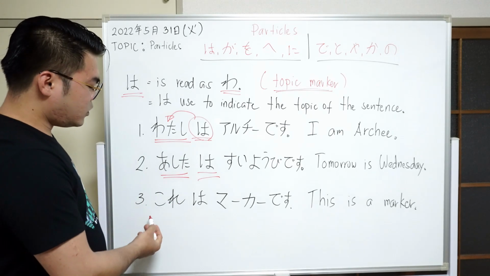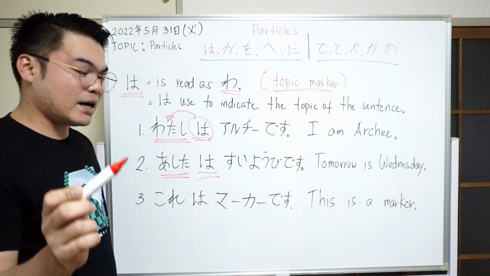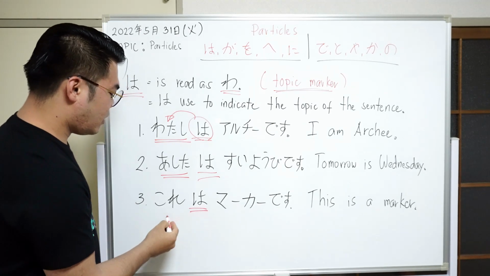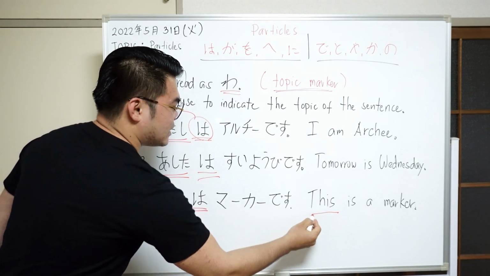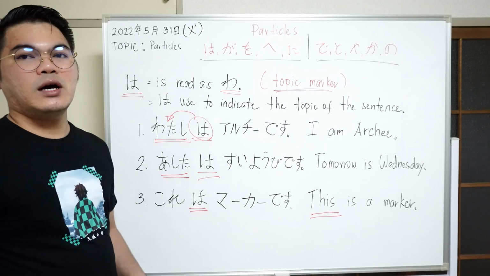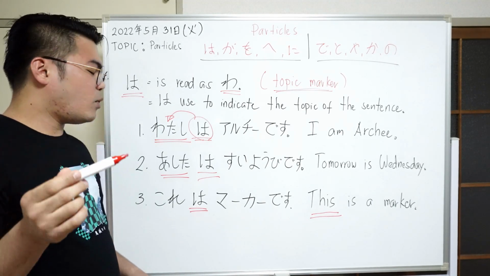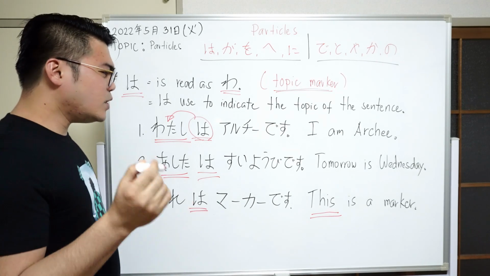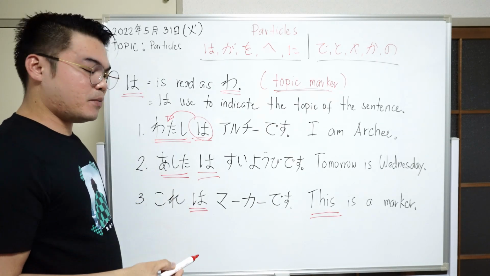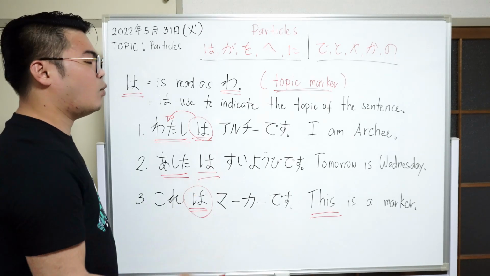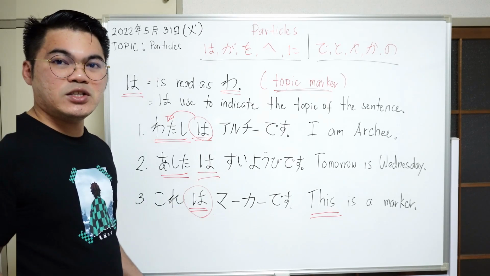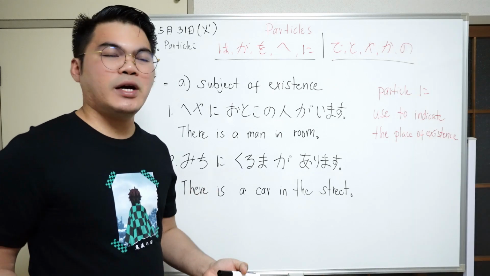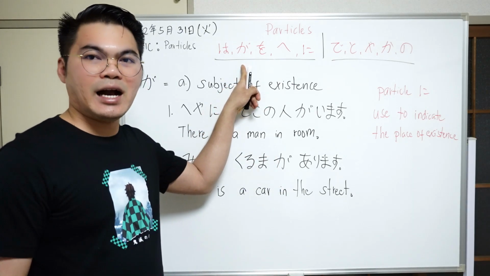Number three, kore wa maka desu. Kore is a demonstrative pronoun which means this. Kore wa maka desu. This is a marker. To indicate the subject or the topic of the sentence, we put the particle wa here. Okay, do you understand? Our next particle is the particle ga.